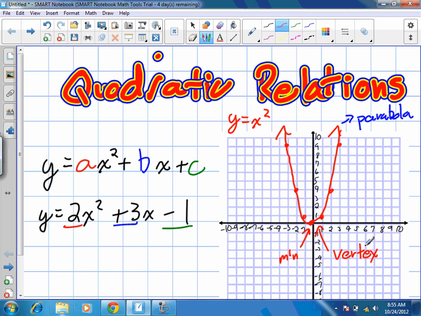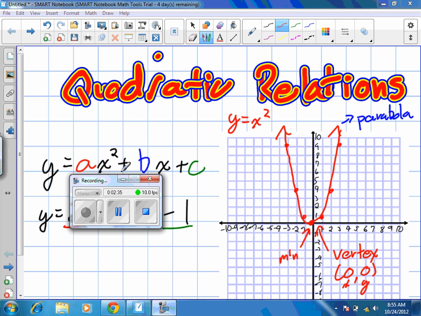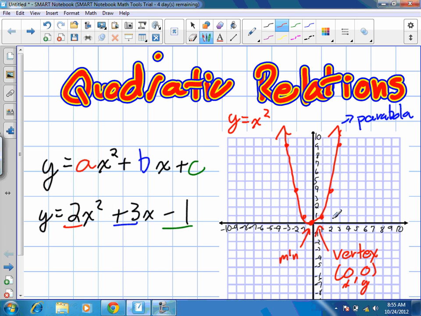Okay, very important. The vertex is very important. There's a coordinate for it. In fact, this coordinate just so happens to be 0 and 0. That's the x and y value of the vertex. The minimum value is also known as the y value of the vertex. In this case, the y value of the vertex is 0. So the minimum would be equal to 0 in this case. Okay, y is equal to 0.